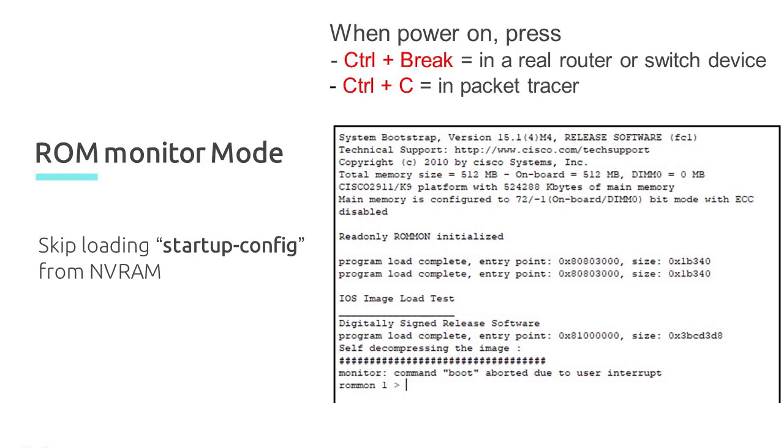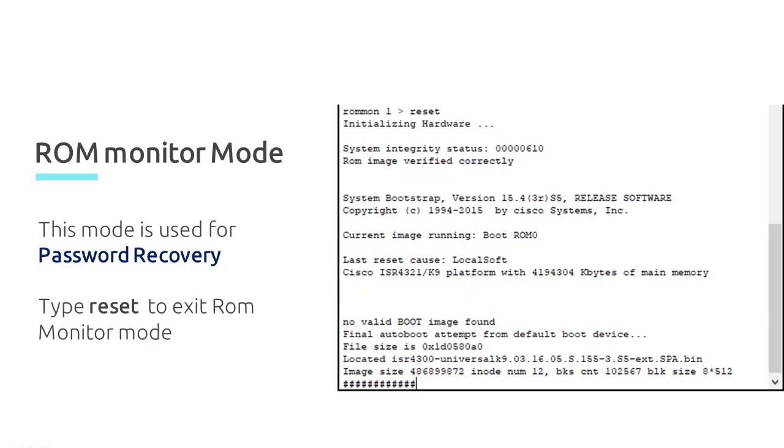ROM monitor mode. After the power on self-test, it checks the configuration register value. According to the value, it can enter the ROM monitor mode. Or when the router boots up, by pressing Ctrl and Break you can enter the ROM monitor mode. In Packet Tracer, we can use Ctrl and C. Here you can see the command prompt of the ROM monitor mode. When we forget the password of the router, we can resolve it by using this mode. To exit from the ROM monitor mode, use the reset command.